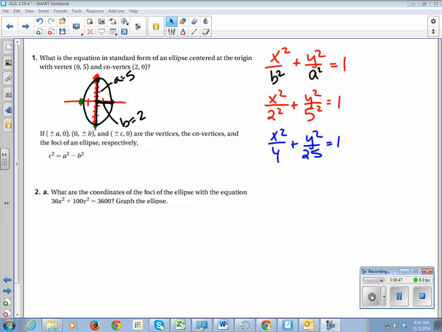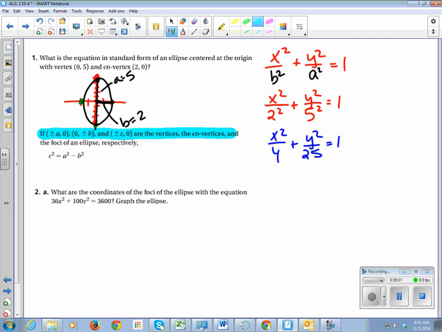All right, so let's write this little snippet of information down that I found in your textbook. If plus or minus a comma 0, 0 comma plus or minus b, and plus or minus c comma 0 are the vertices, the co-vertices, and the foci of an ellipse, then c squared is equal to a squared minus b squared. So this is your relationship between the major and minor axes and the foci.